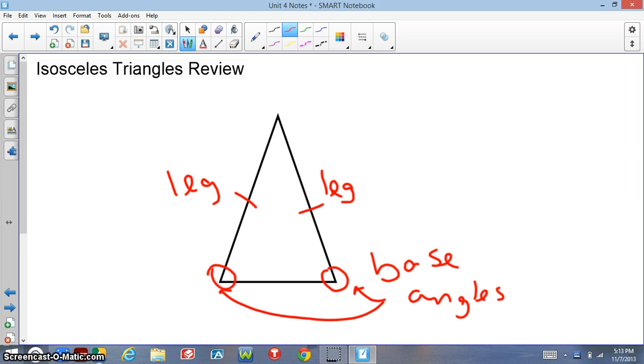In a traditional isosceles triangle with just 2 sides that are the same, the side that is not the same is your base. And then finally, that angle right there is your vertex. Okay, so quick review over that. Just remember that your base angles are congruent. Let me grab a different color here. So our base angles are congruent.